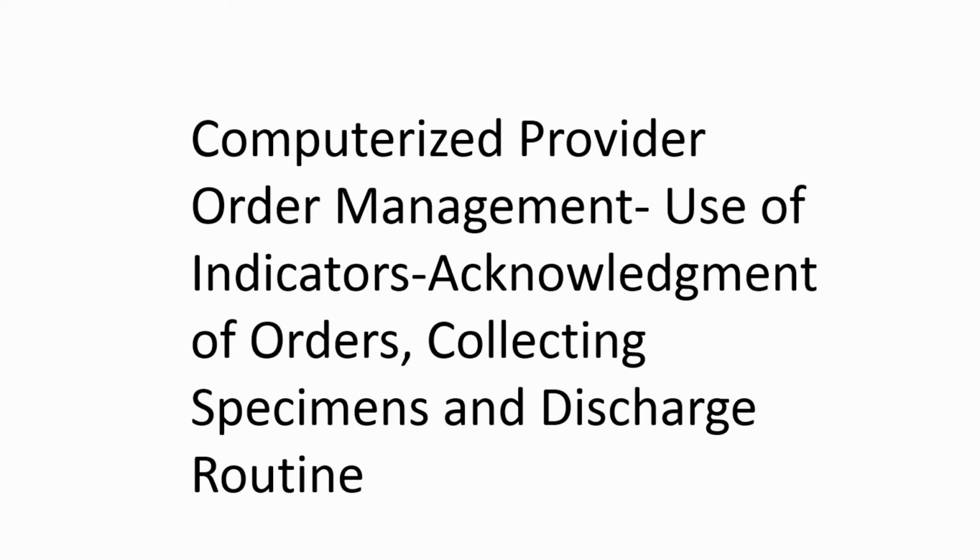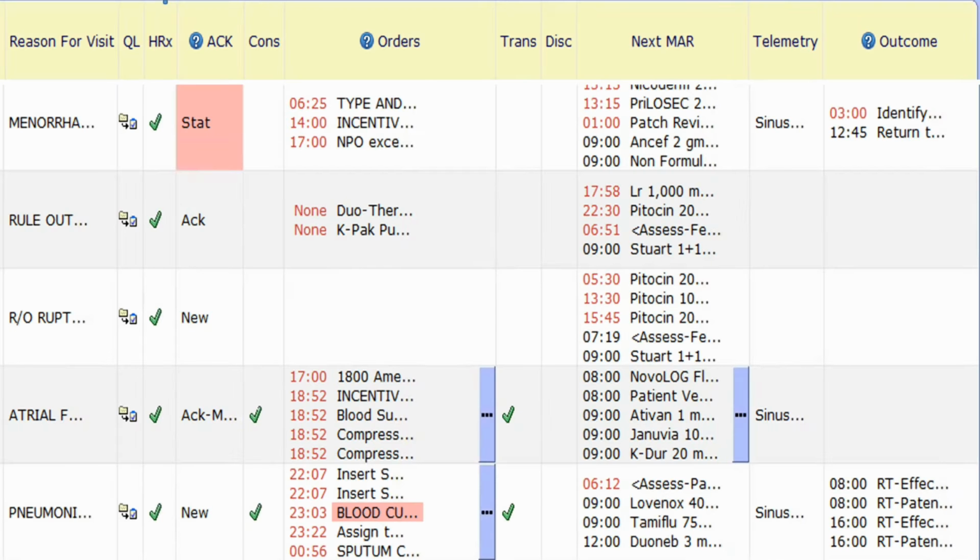This video presentation is on computerized provider order entry and the use of indicators on the status board. Indicators are used on the status board to alert nursing staff of any new orders or changes in current orders, physician consults, acknowledgement of orders, and the transfer and discharge routines for their patients. The Acknowledge indicator will show notification of new orders that have been entered through the order management routine.